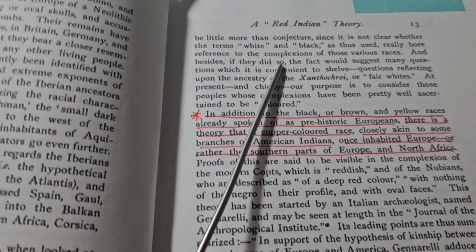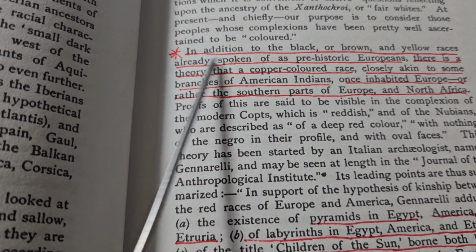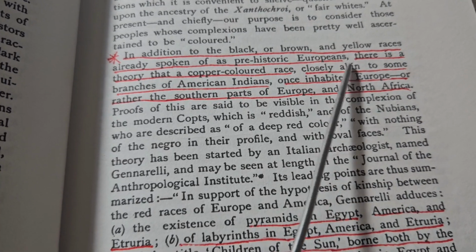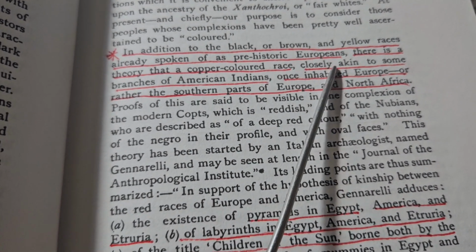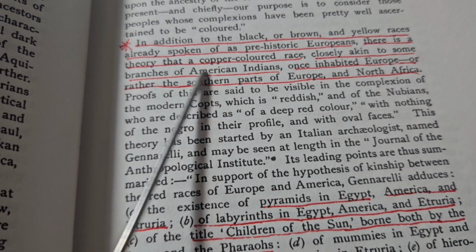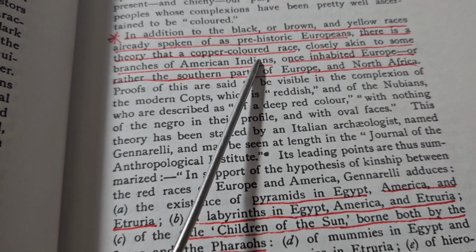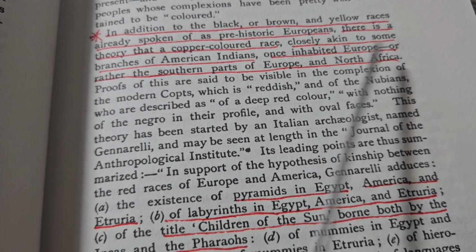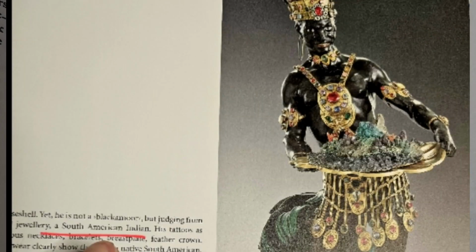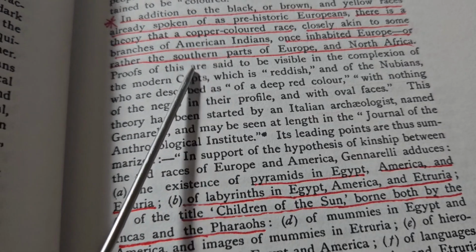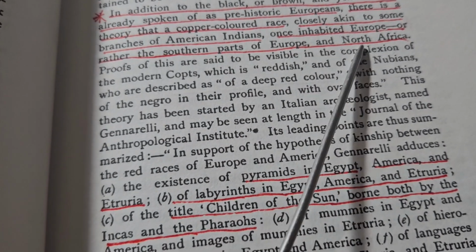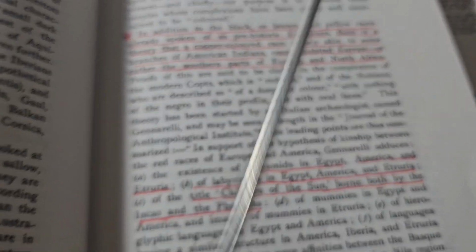Now we're on page 13, and it states, in addition to the black or brown and yellow races already spoken of as prehistoric Europeans, there is a theory that a copper-colored race closely akin to some branches of American Indians once inhabited Europe, or rather the southern parts of Europe and North Africa. Okay.